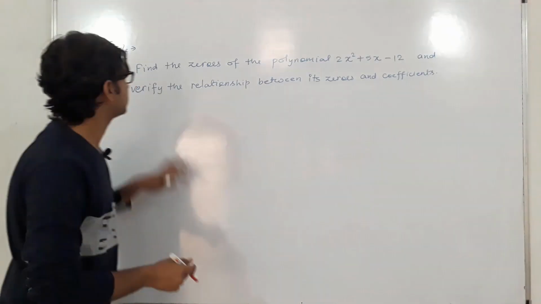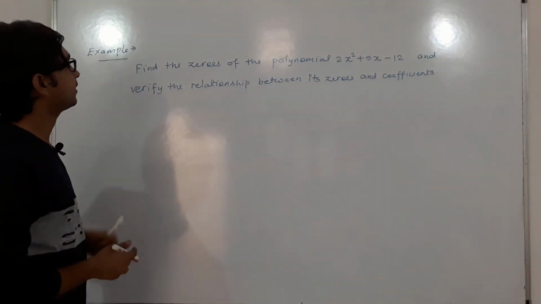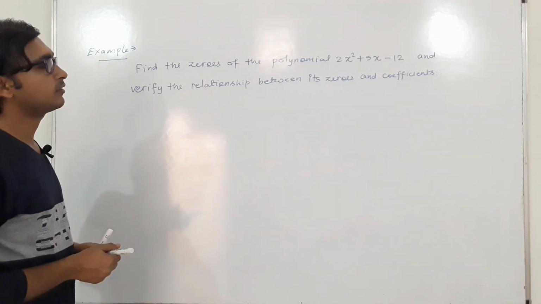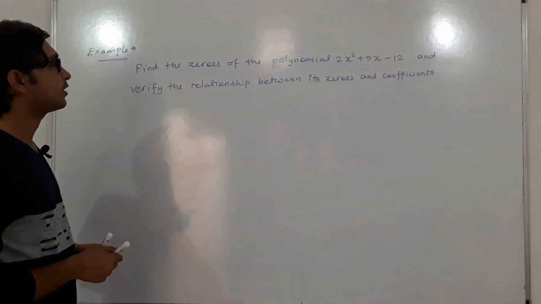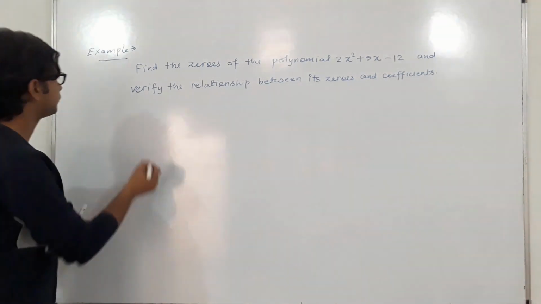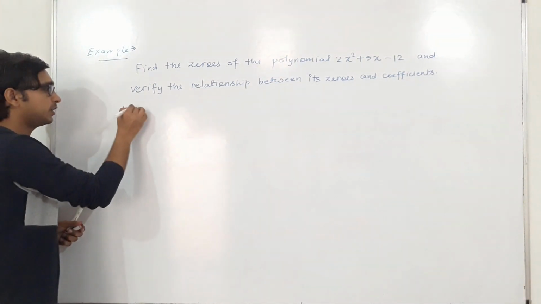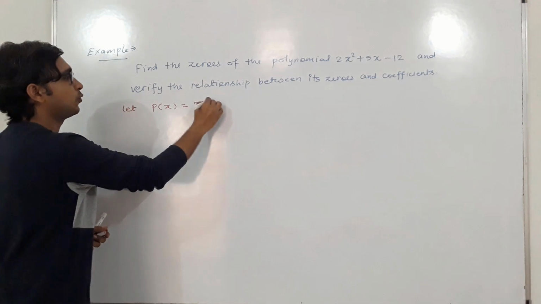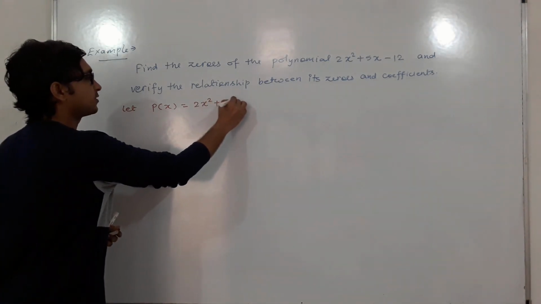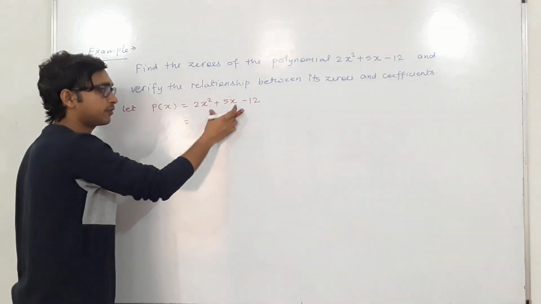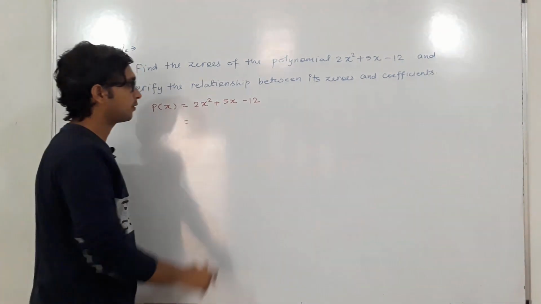So here is an example. Find the zeros of the polynomial 2x square plus 5x minus 12 and verify the relationship between its zeros and coefficients. To solve, we let p of x equals to 2x square plus 5x minus 12. So our first work is to factorize this by the splitting middle term method.